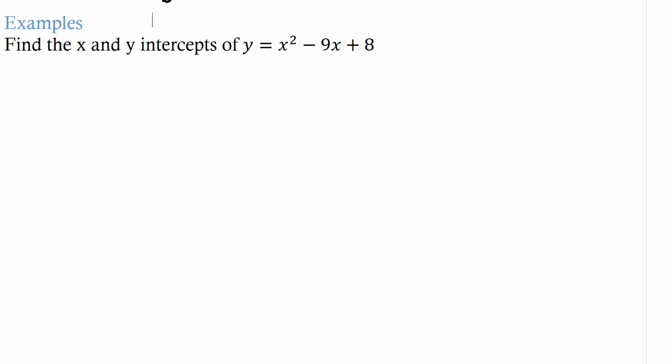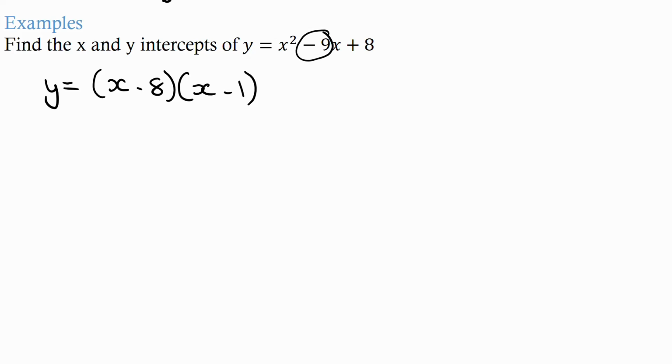So here we have an example. We have a quadratic, and we're told to find the x and y intercepts. The x intercepts are the easiest by far. All you need to use is the quadratic formula, or factorize it down first. So if I wanted to factorize this, I get y equals (x - 8)(x - 1), because -8 plus -1 gives me that -9, and -8 times -1 gives me that +8.